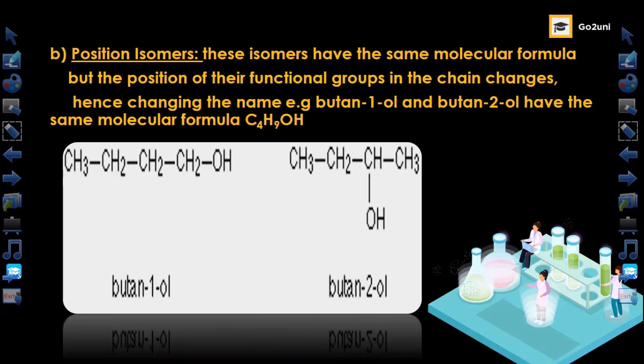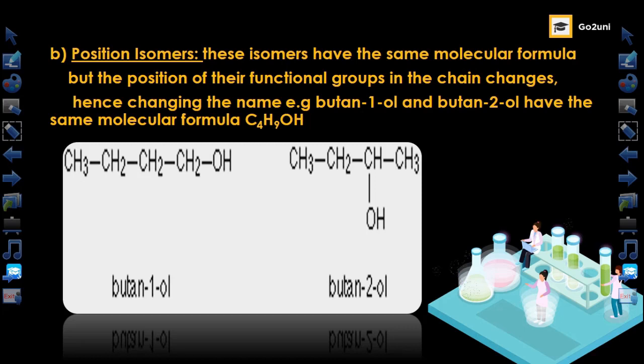Isomers that are position isomers are said to have the same molecular formula too, but they differ in the position of their functional groups. That is to say, they may have the same molecular formula and of course belong to the same homologous series. That is to say, they belong to the same family, but the position of their functional group differs. A good example is, as we can see, these two alkanols, butan-1-ol and butan-2-ol.